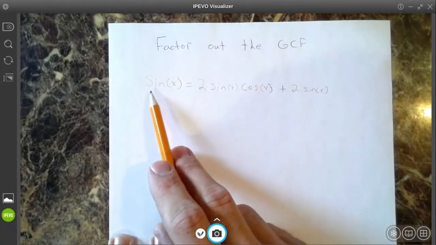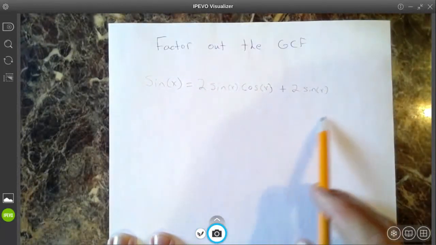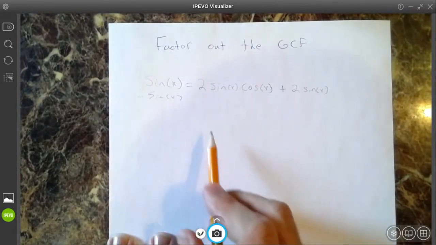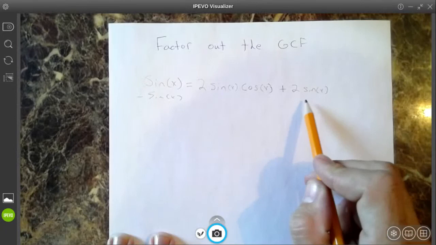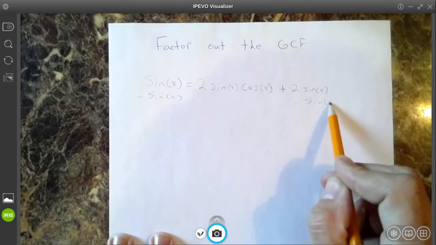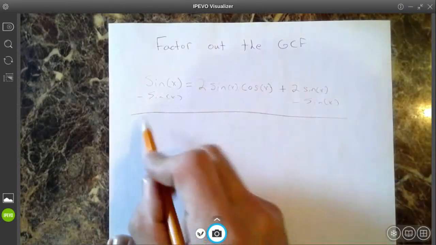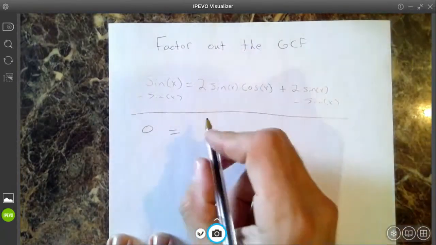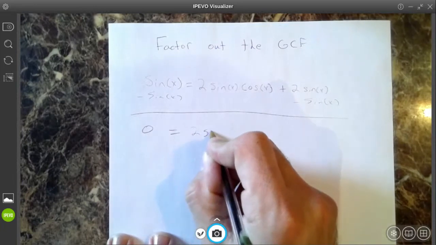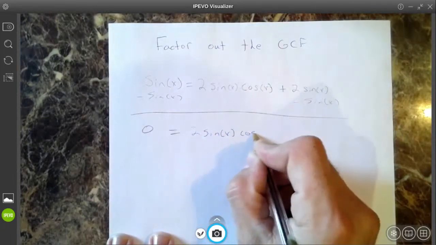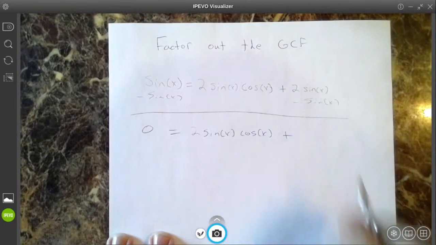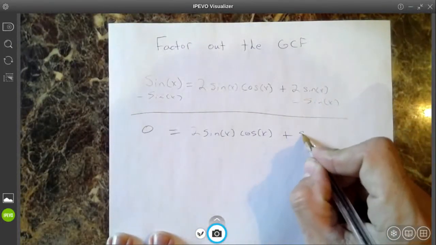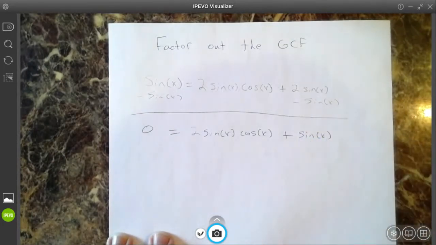First thing I'm going to do is move all the trig stuff over to one side. So I'm just going to minus this sine of x from both sides. And over here, we got like terms, because this is just a regular old sine of x as well. All right, now I've got 0 is equal to 2 sine of x cosine of x plus, all right, 2 sine of x minus sine of x is just 1 sine of x.